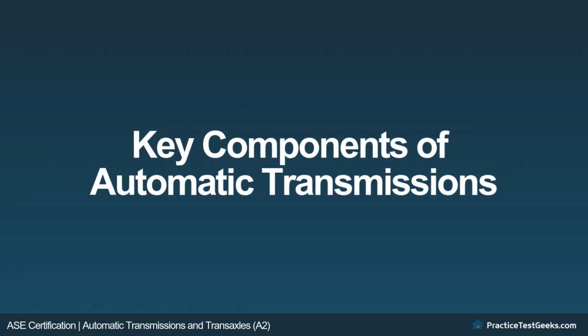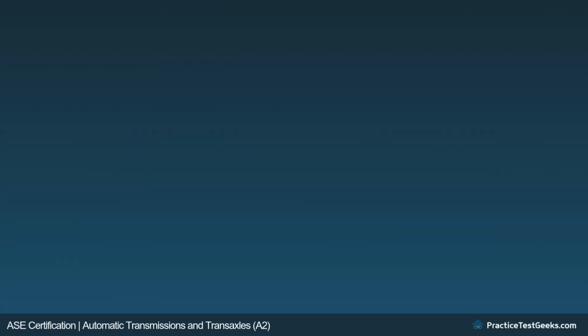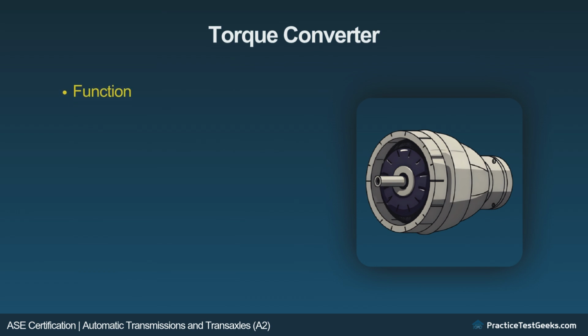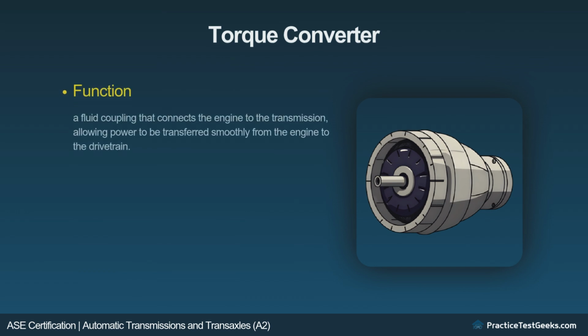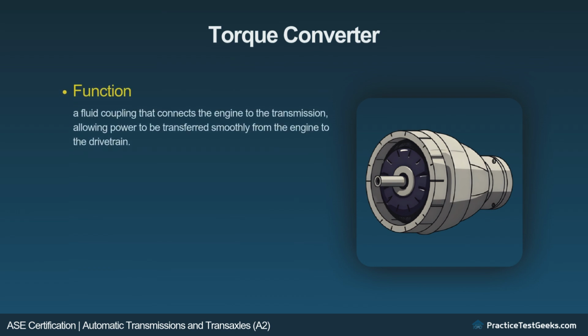Key components of automatic transmissions. Several essential components work together to allow the automatic transmission to function smoothly. Let's break down the role and function of the torque converter, clutch pack, and planetary gears. Torque converter. Function. The torque converter is a fluid coupling that connects the engine to the transmission, allowing power to be transferred smoothly from the engine to the drivetrain.